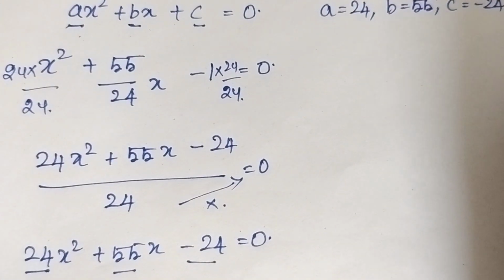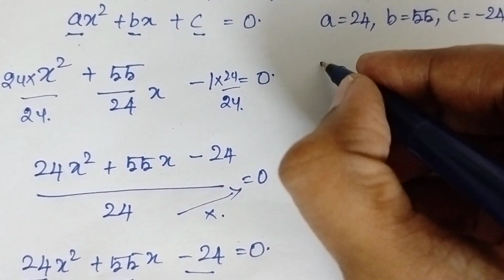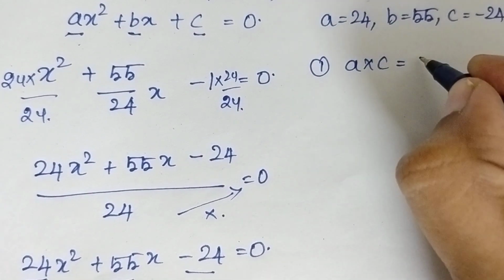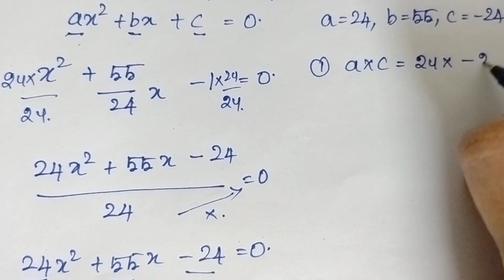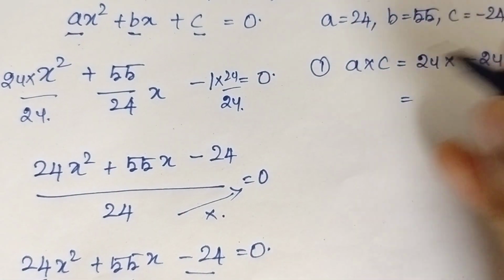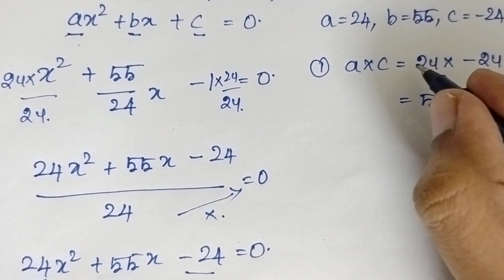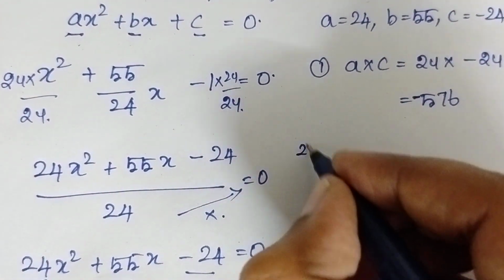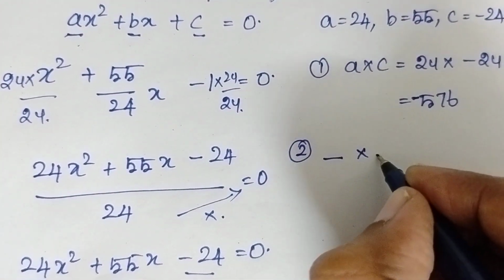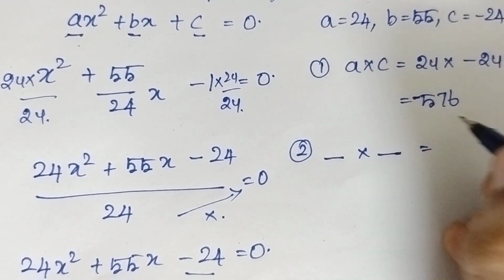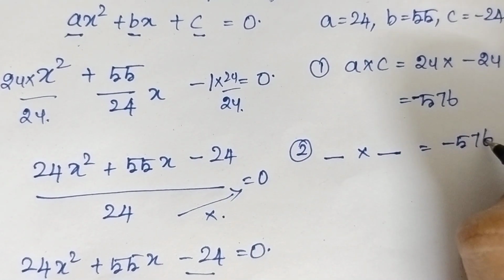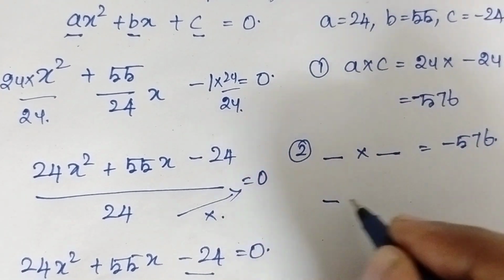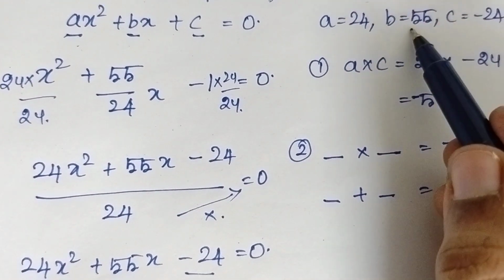Then what do we have to do? The first step is to multiply a and c. So 24 into minus 24 is equal to, we know, 576, and plus into minus is minus, so minus 576. The second step is to find two numbers such that when I multiply them, the product is equal to this ac, and when I add the two numbers, the sum is equal to b.